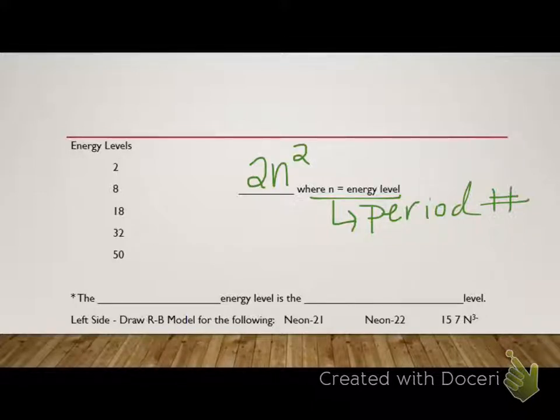The outer energy level is going to be where your valence electrons are. We'll talk about that a lot more when we get to bonding, because your valence electrons are where the reactions are, or what's actually participating in the reactions. It's all about the valence electrons. And the valence electrons are always going to be your outer ring.